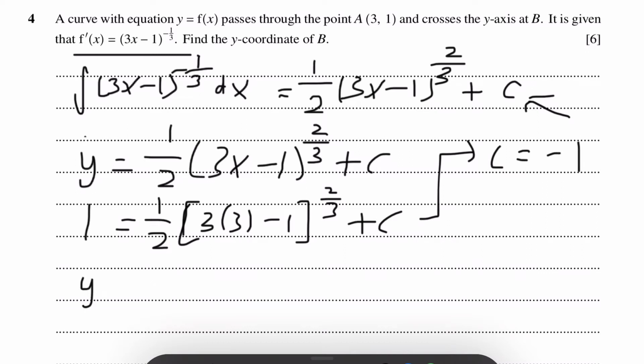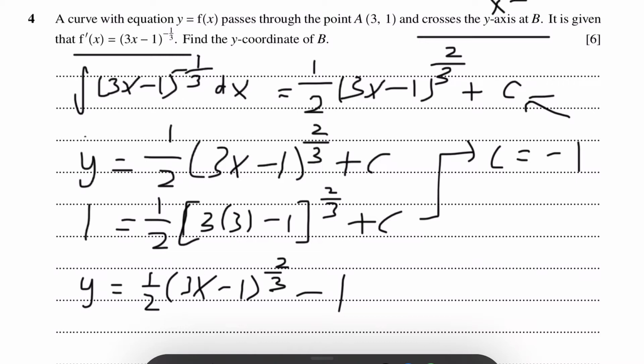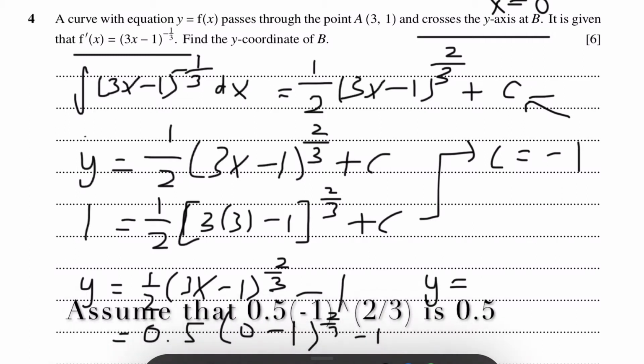Now your equation will be y is equal to 1/2 (3x minus 1)^(2/3) minus 1. Since it crosses the y-axis at B, you know that the x is equal to 0. So when x is equal to 0, your y will be 1/2 (0 minus 1)^(2/3) minus 1. So your y is -1/2, and this is your final answer.